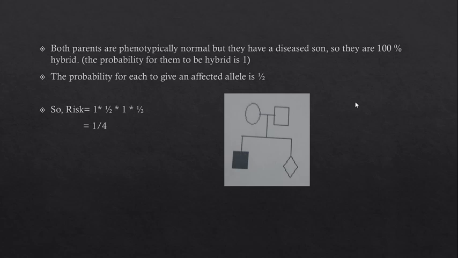Again, I will remind you that you can use the table of cross, because in this case you are very sure of the genotypes of both parents, which is ND for each. So if you apply the table of cross, you will reach the result of 1 over 4 for this fetus to inherit the D allele from each one of these two parents, and you will reach the same result.